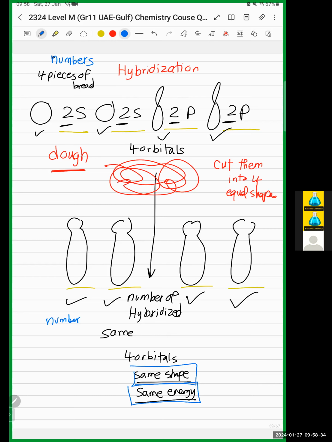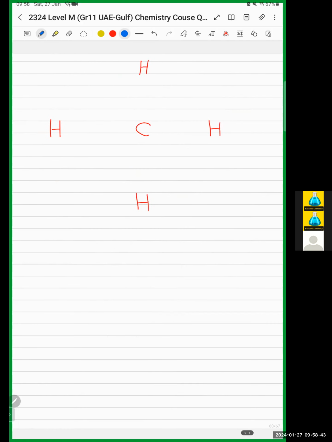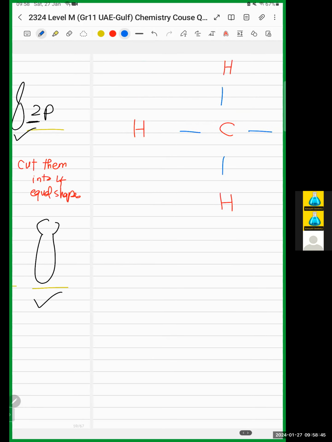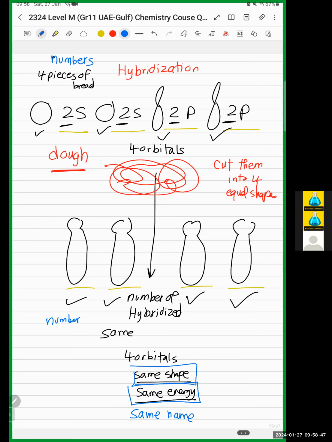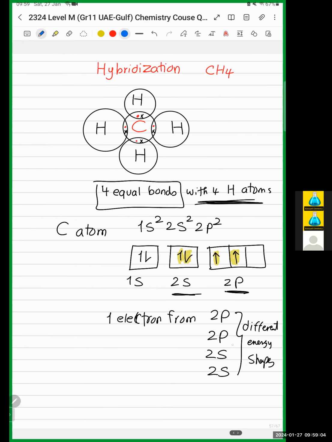But what about the naming? What is the name of these orbitals? You should give them also the same name. So they are equal here. The name will be given from the name of the original orbitals. Here the name was 2s, 2s, 2p, and 2p. The first orbital has name 2s, the second 2s, the third is 2p, and the fourth is 2p. But we cannot accept that.